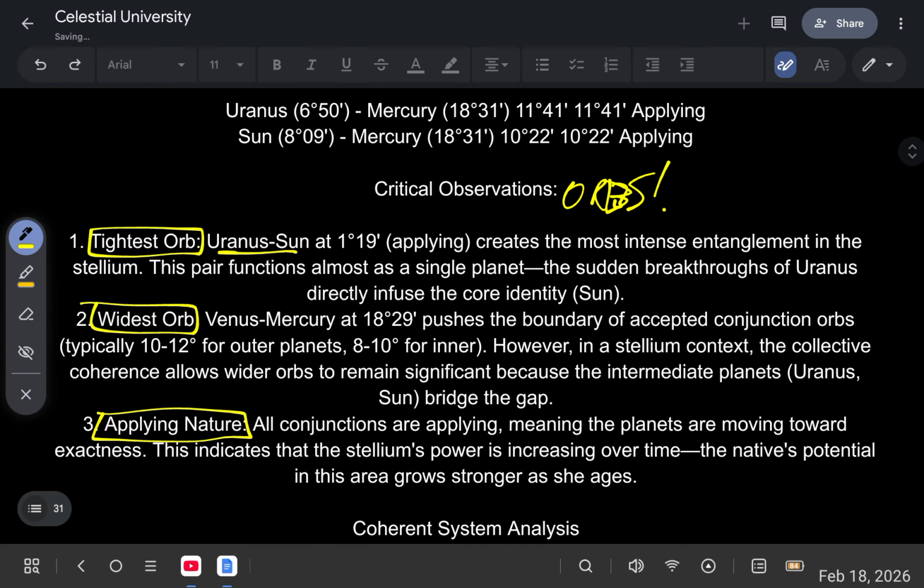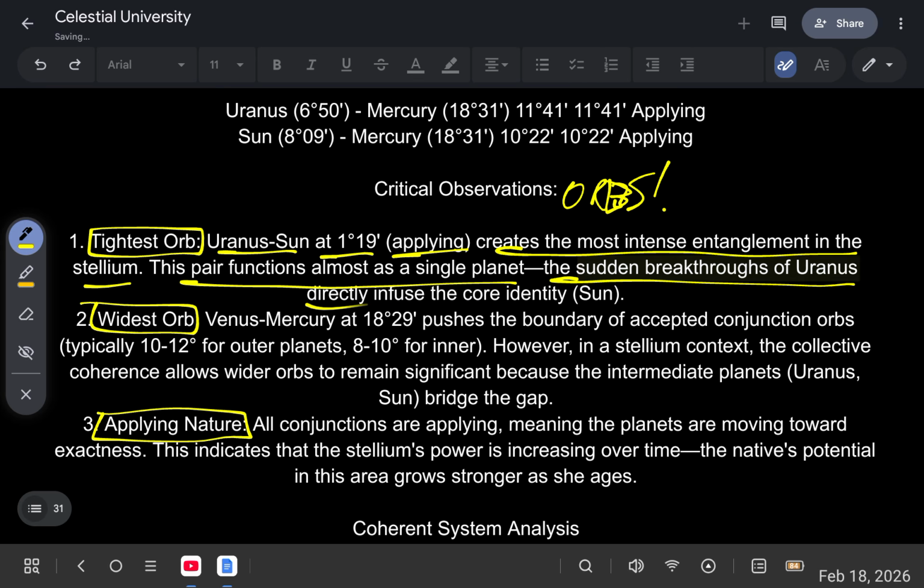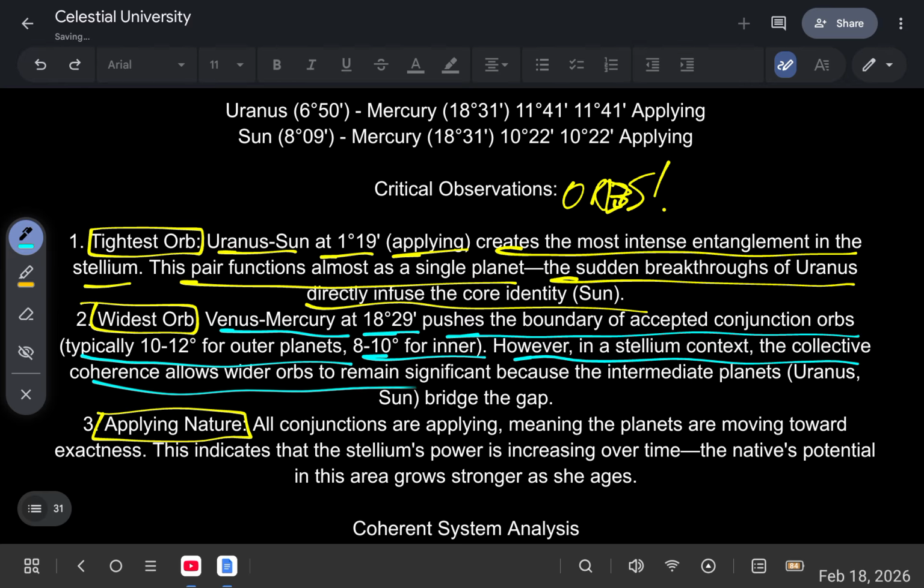So, Uranus and the Sun at 1 degree 19, it's applying and it creates the most intense entanglement in the stellium. This pair functions almost as a single planet because the sudden breakthroughs of Uranus directly infuse the core identity, which is the Sun. And then we have Venus-Mercury at 18 degrees 29, and it pushes the boundary of accepted conjunction orbs, which is typically 10 through 12 degrees for outer planets, and 8 through 10 degrees for inner. However, in a stellium context, the collective coherence allows wider orbs to remain significant because the intermediate planets, Uranus and the Sun, bridge the gap.